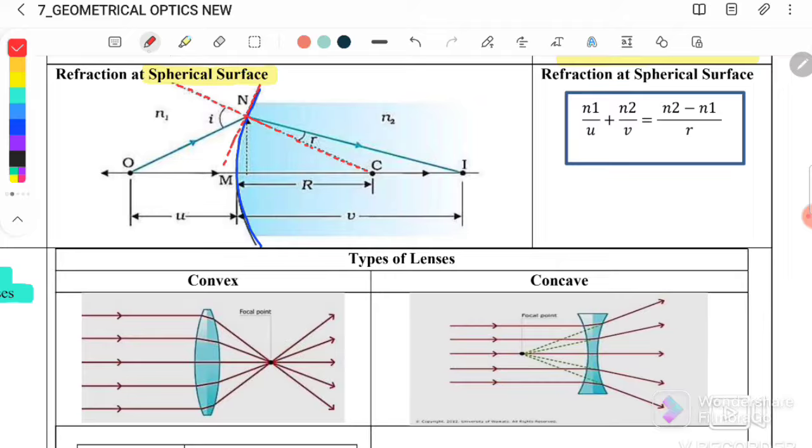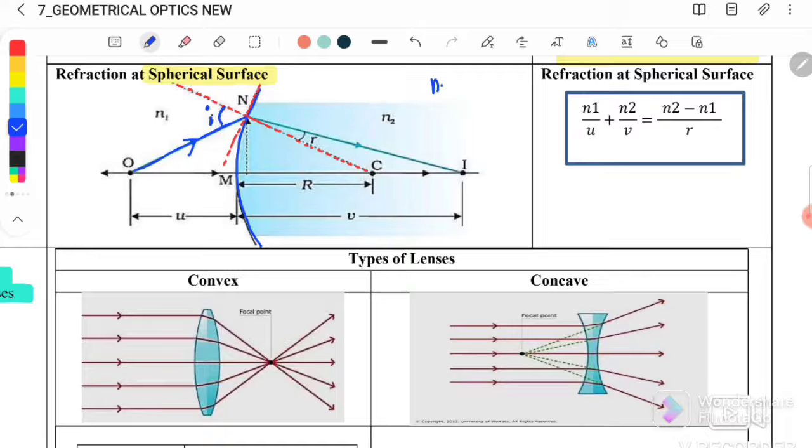So the incident angle, this is our incident ray, where the incident angle is between the incident ray and the normal line. This one I label as I.